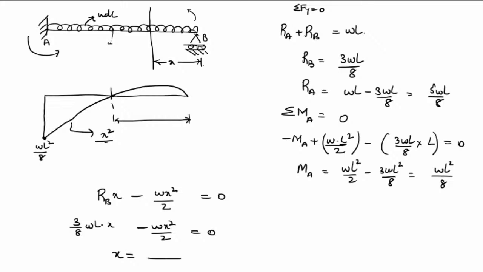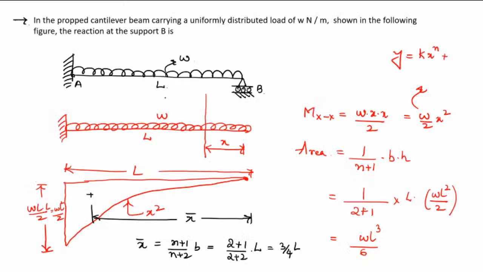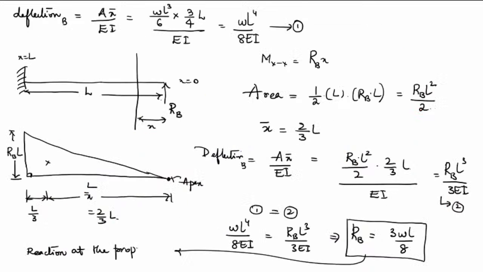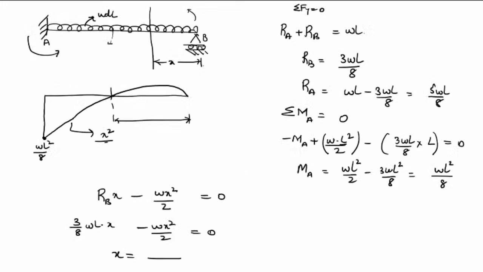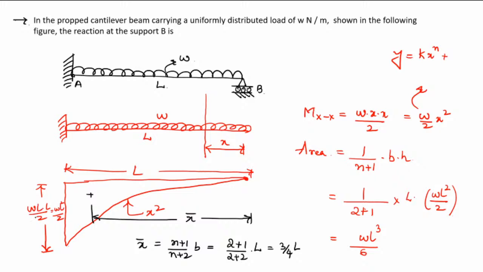Right, let us go to the next problem. So here I was discussing the concept of calculating the deflection. If it is a propped cantilever, how we can calculate the reactions. And for the same propped cantilever, what is the bending moment at the fixed end? It will definitely be less than WL square by 2, which you got without the prop.